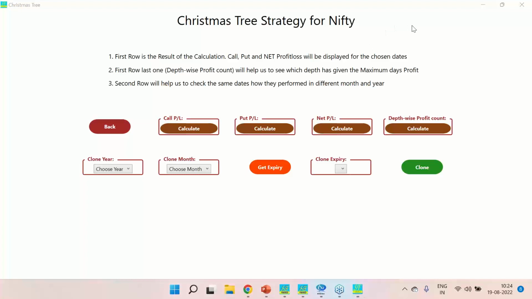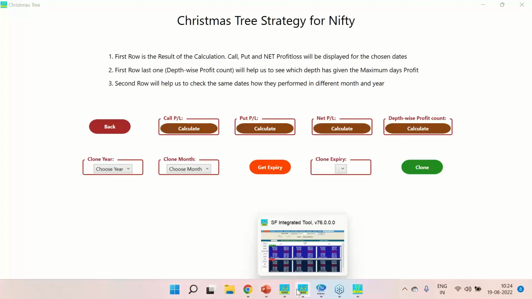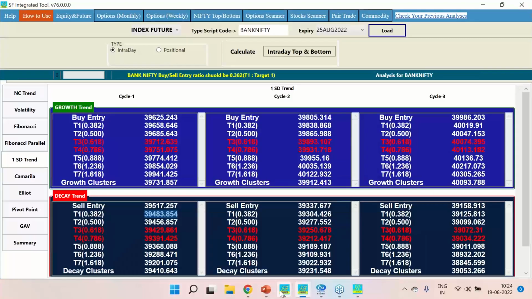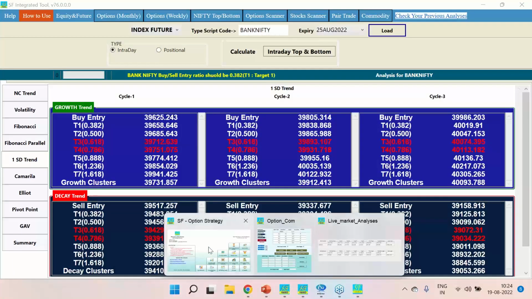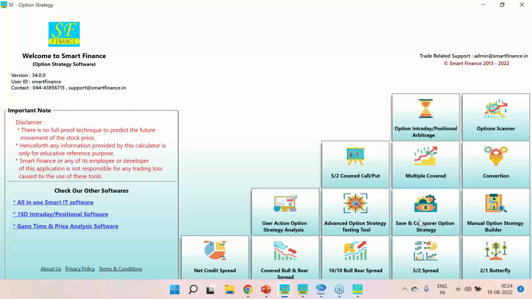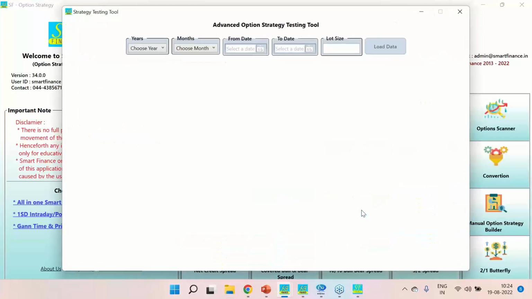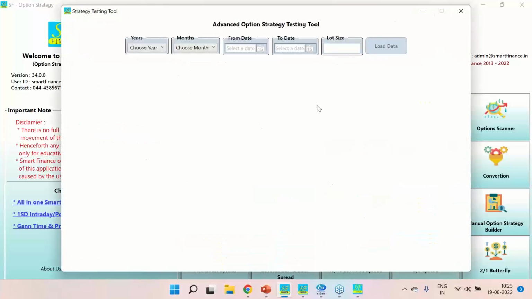Here, this way you can analyze, but those who are buyers of the software have the backtesting tool. So here you have the backtesting tool. Where is it? Not there. This is the Advanced option strategy testing tool. We have given this tool for testing these things.